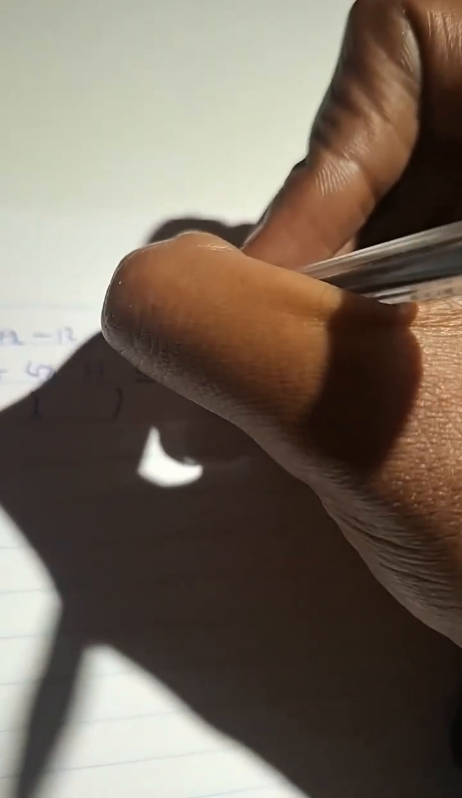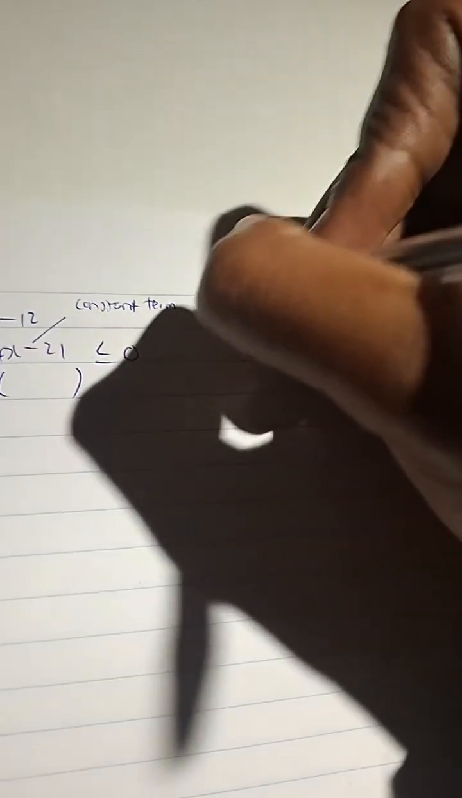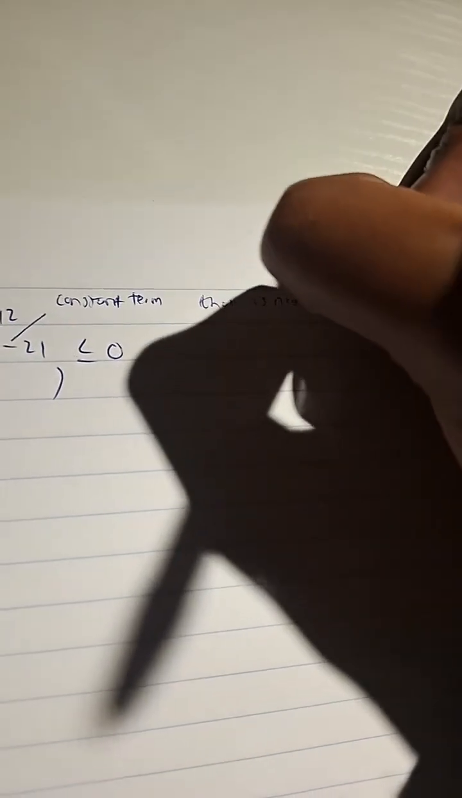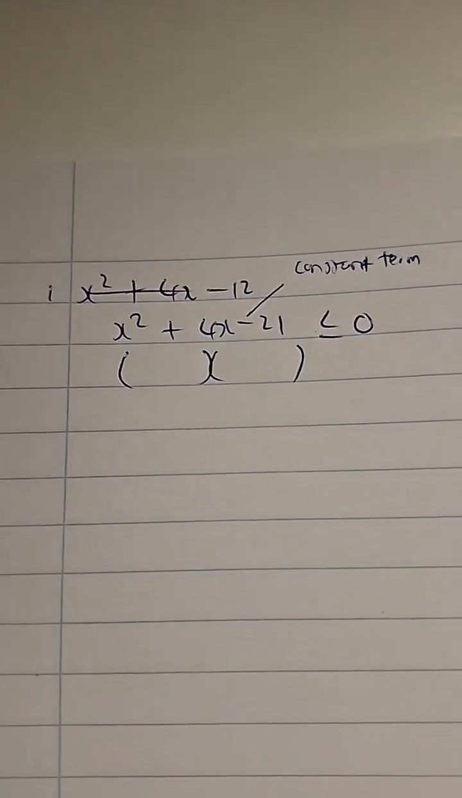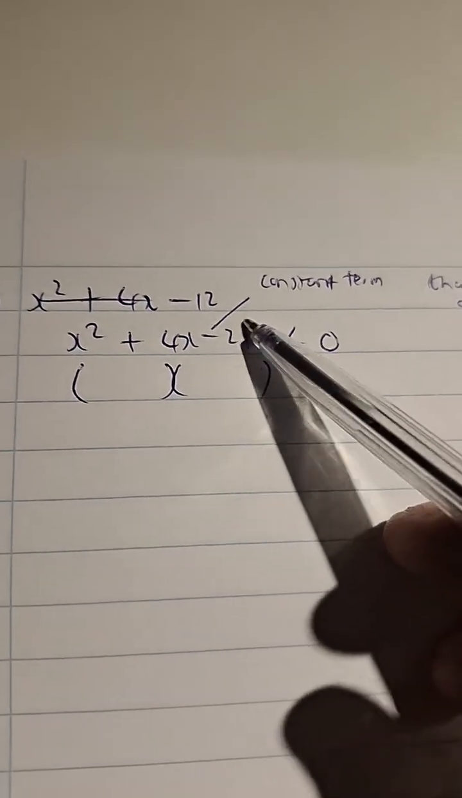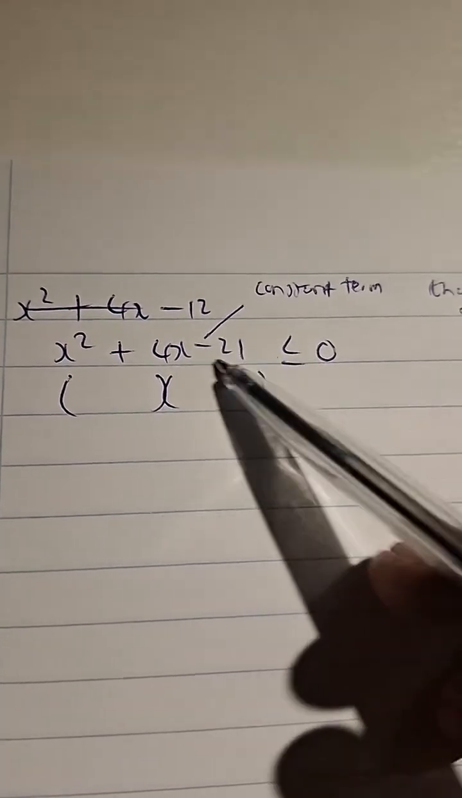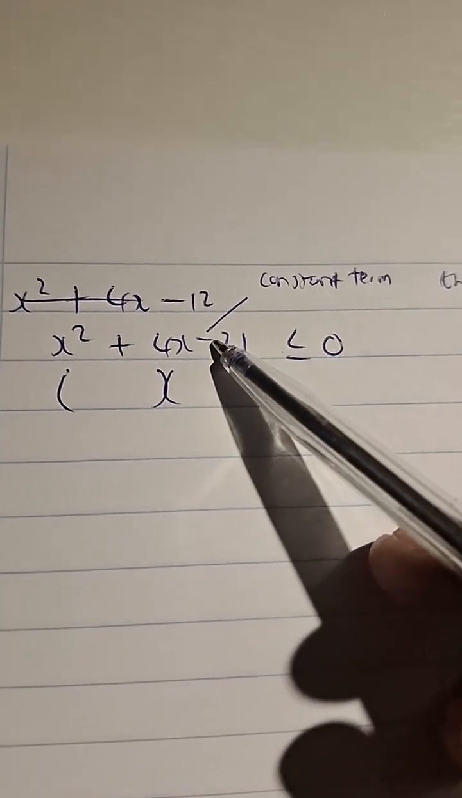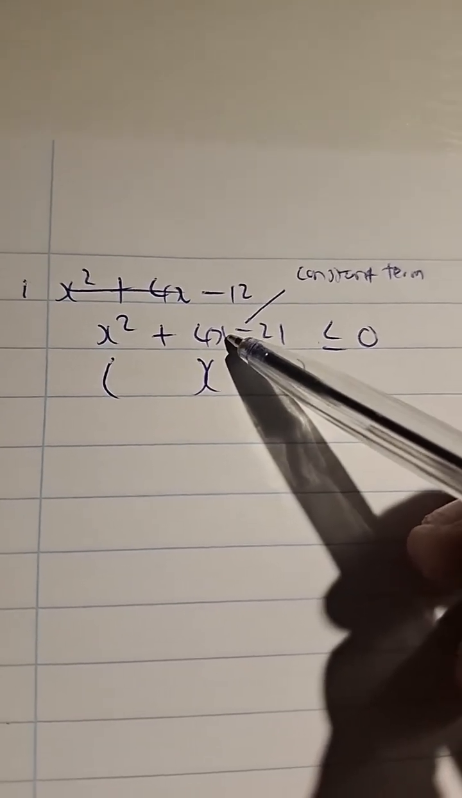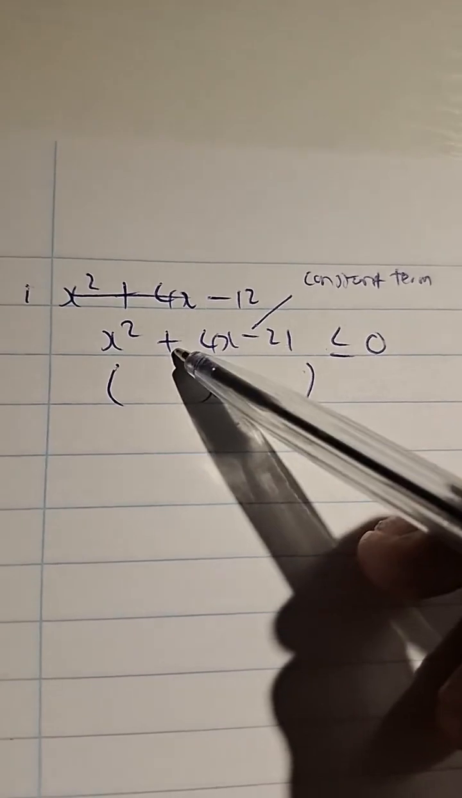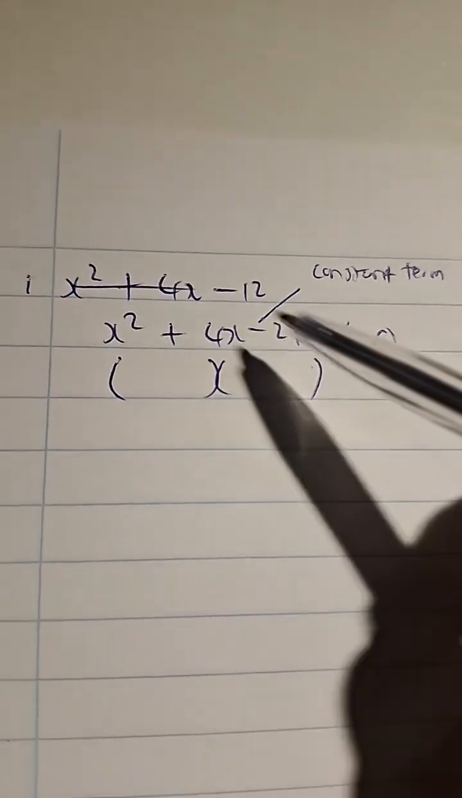A constant term that is negative implies that your signs in the bracket will be different. Okay? That's what it implies. So that's very important. When the negative sign is with the constant term, it means that the signs will be different. And the sign of the middle term, the x term, implies that the highest factor of 21 is going to have a positive sign.